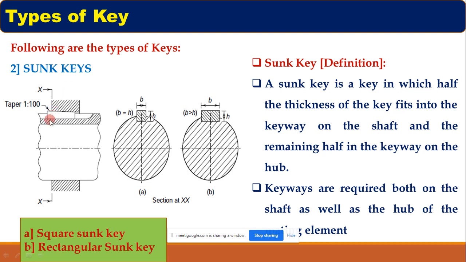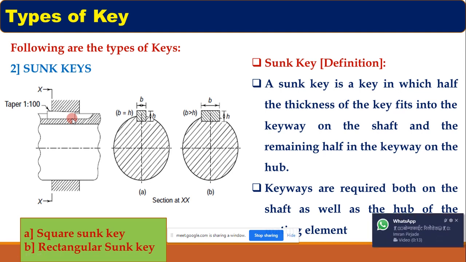On the leftmost diagram you can see that this is the key, and a taper is shown on this key. In the sunk key there are actually two more subtypes. In the first subtype the key is parallel, which means there is no taper on the key, that is the parallel sunk key. Another is the tapered sunk key, in which the taper is provided of the magnitude 1:100.